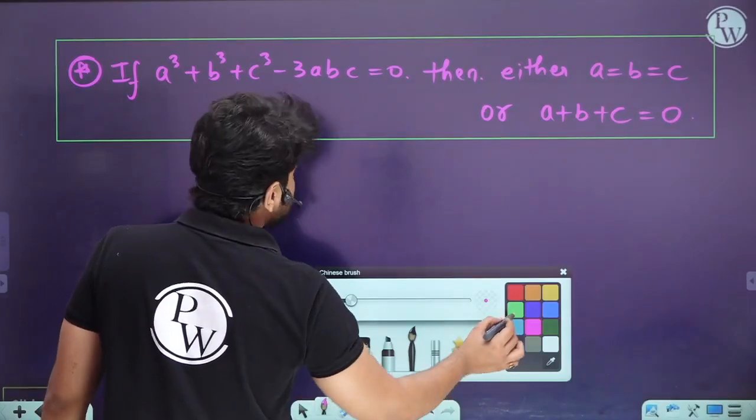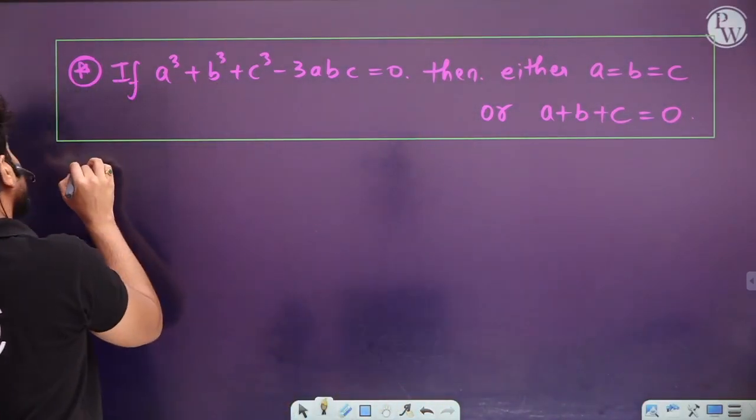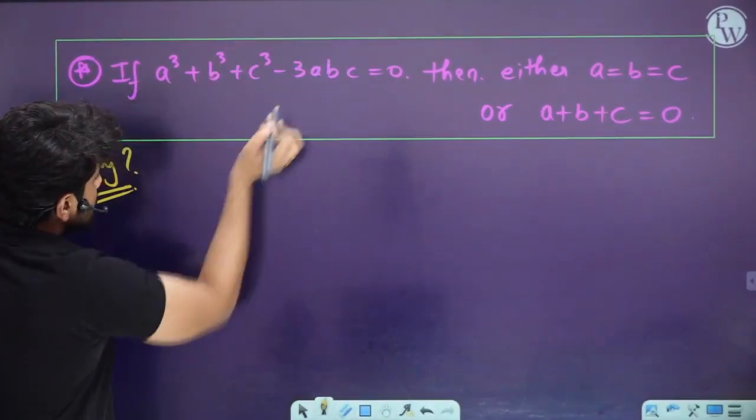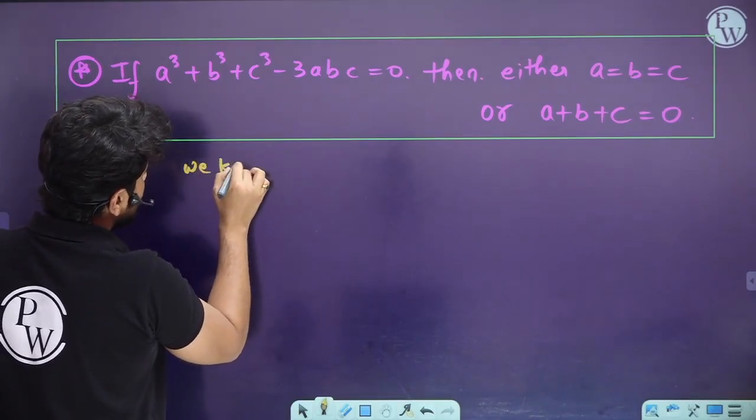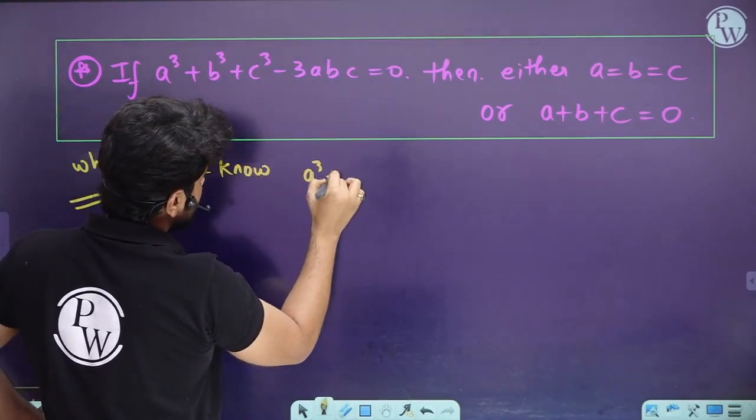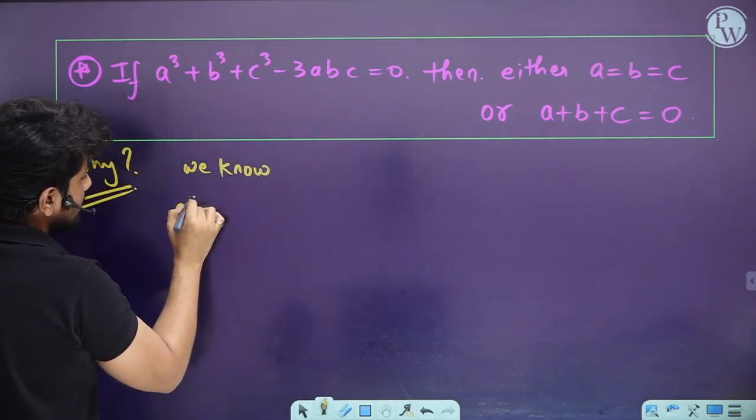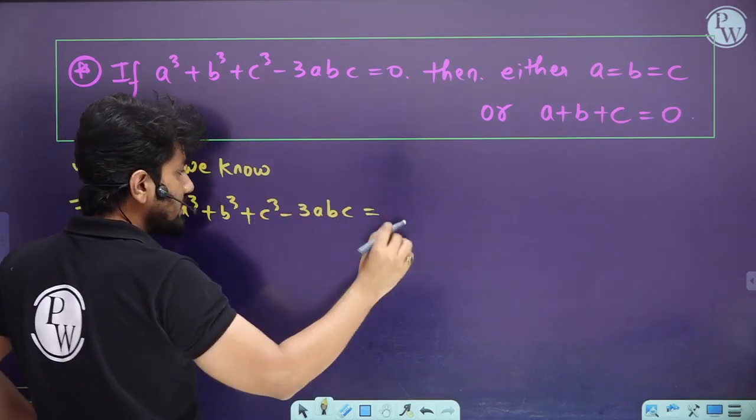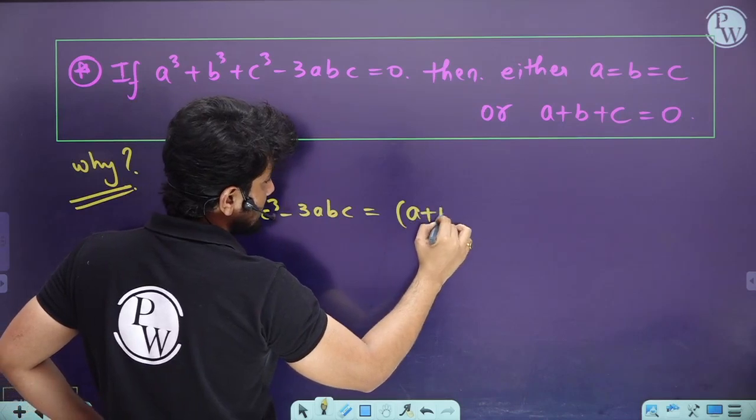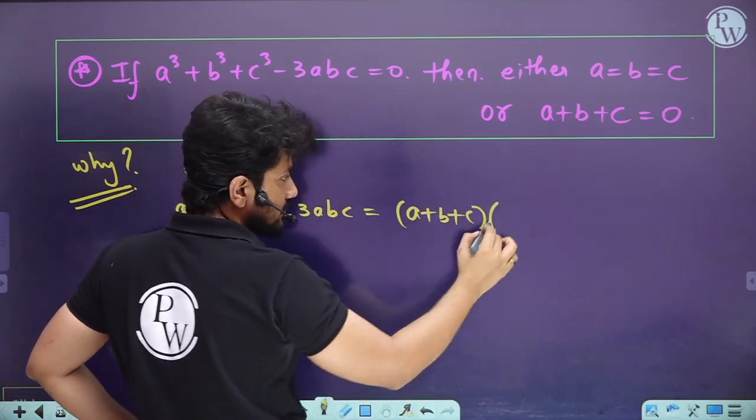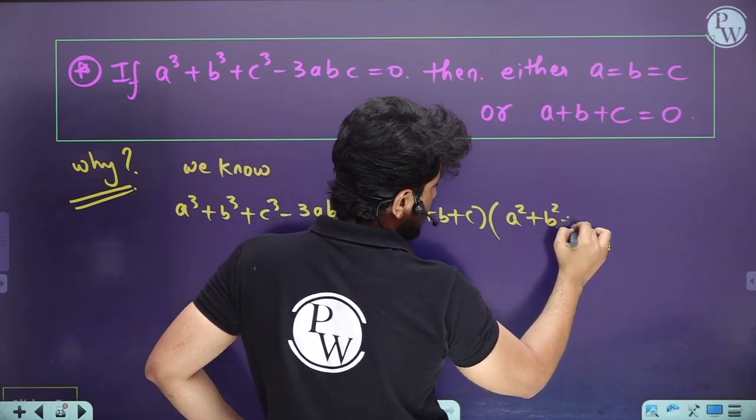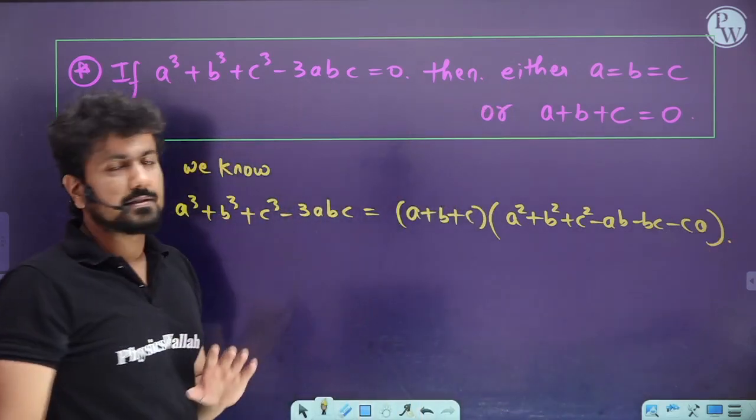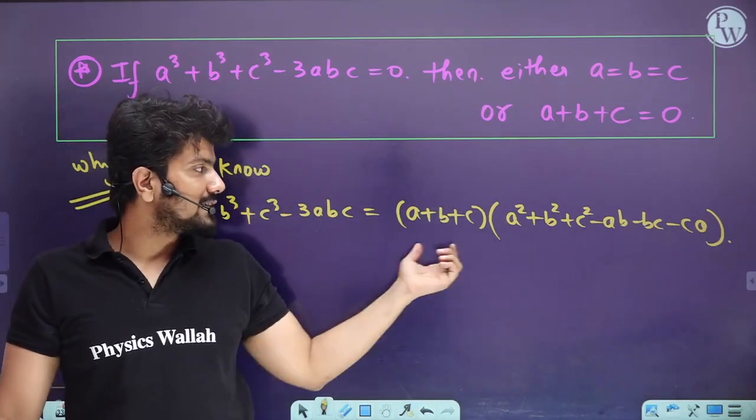Now let's prove this part as well. Why? That's the question again, so we are going to answer this question. We know that a³ + b³ + c³ − 3abc has two factors, right? One of the factors is a + b + c. Another factor is a² + b² + c² − ab − bc − ca. These are the two factors of a³ + b³ + c³ − 3abc.